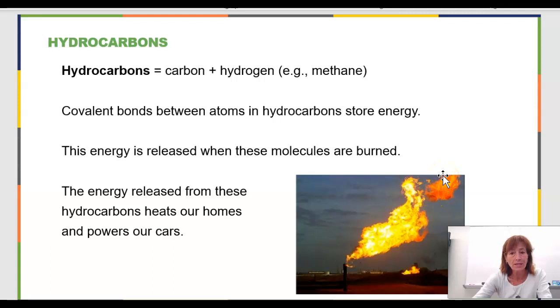Now, the most basic carbon structures we're going to look at are called hydrocarbons. And hydrocarbons are simply that, hydrogen plus carbon. We often think of them as fossil fuels, because it's within the bonds between these carbons and the hydrogens that there's tremendous energy stored. So we'll see some examples coming up.